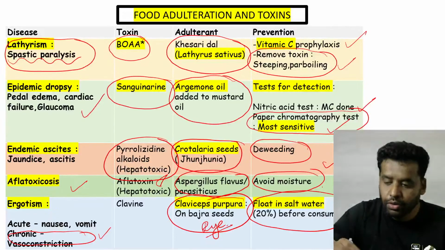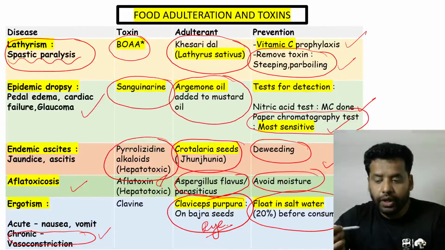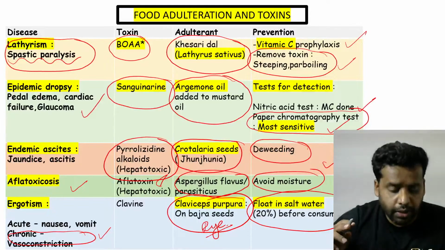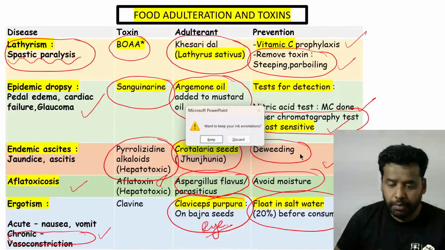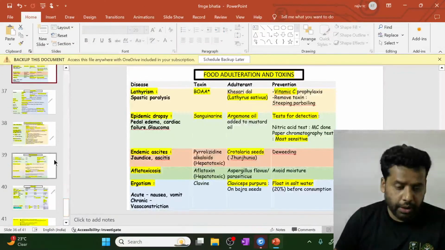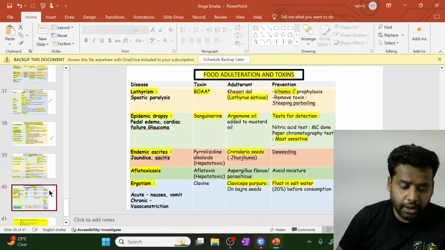Ask them to float those seeds in salt water. The salt flotation technique can help in preventing ergotism. That answer is correct.